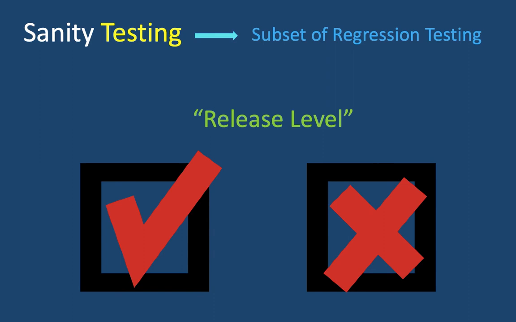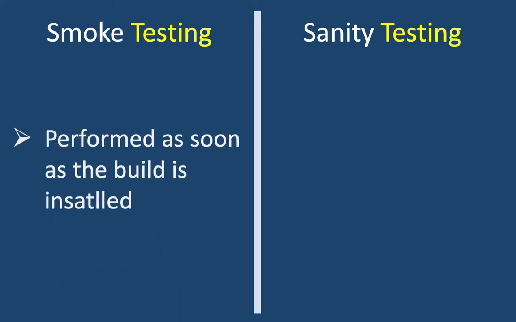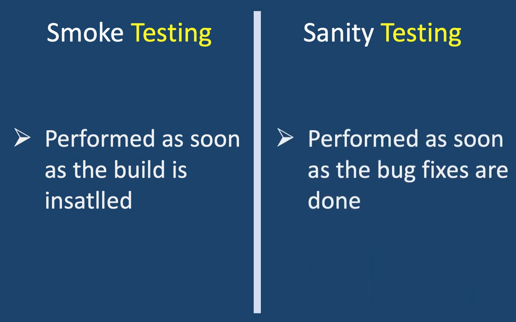It may seem that smoke testing and sanity testing are similar, but both of them have their significance and purposes. I believe the most important point to remember is that smoke testing is executed as soon as the build is installed, while sanity testing is performed as soon as the bug fixes are done.